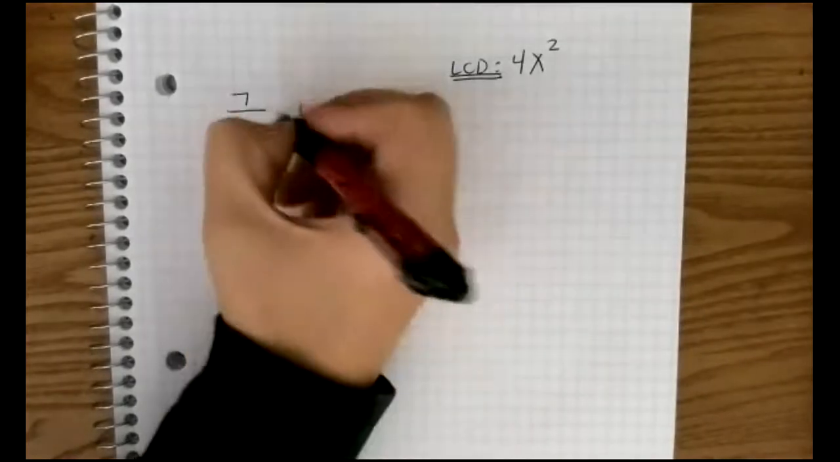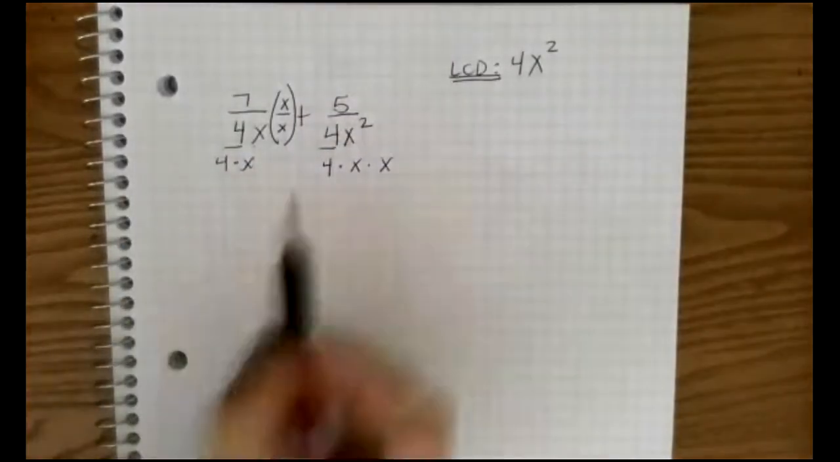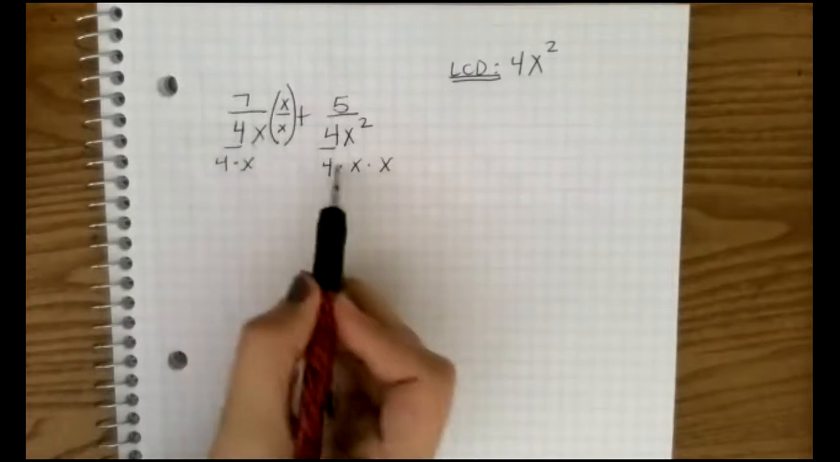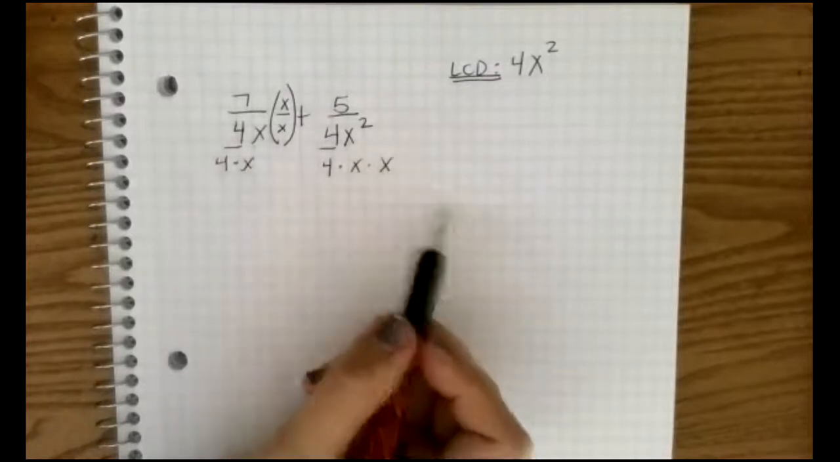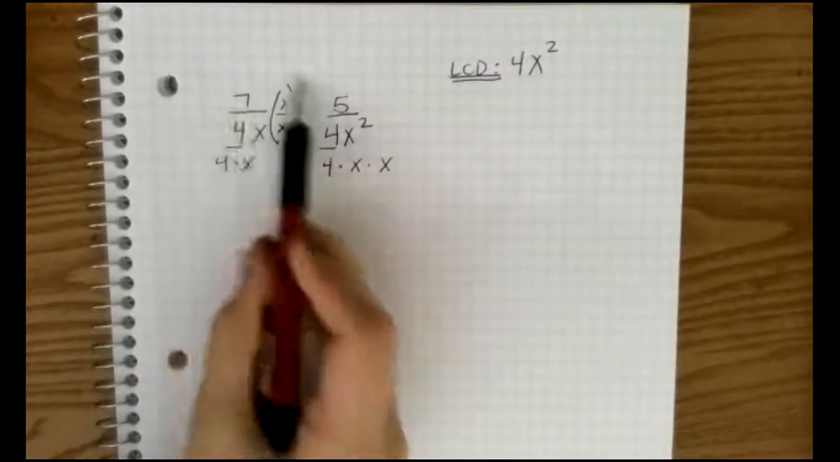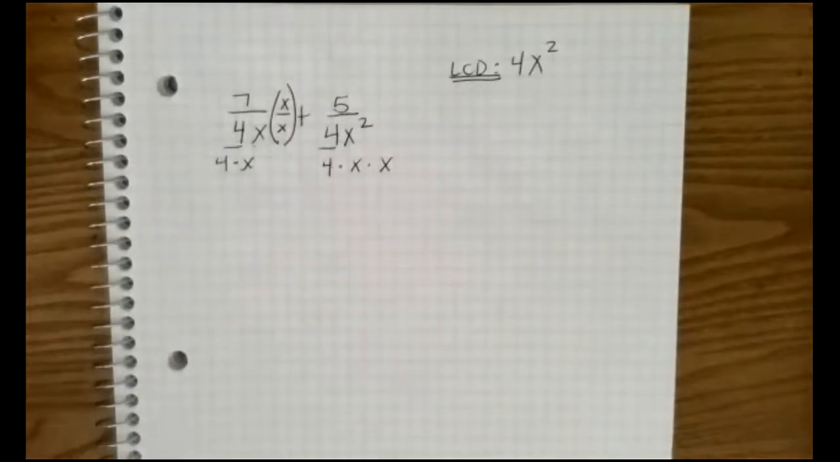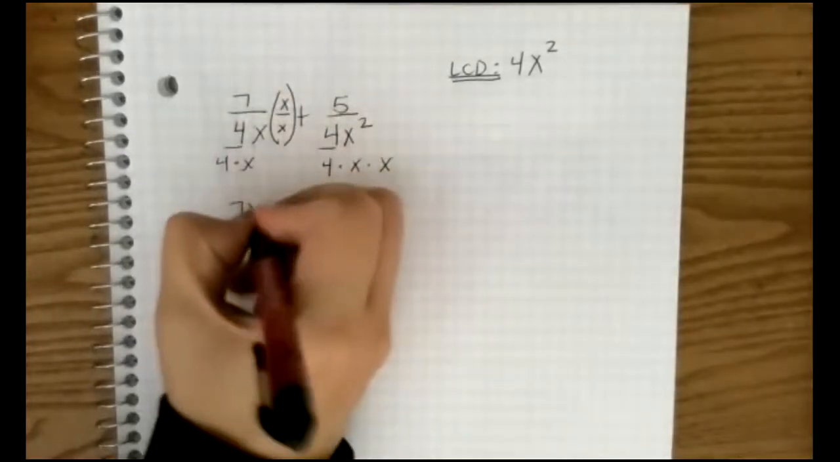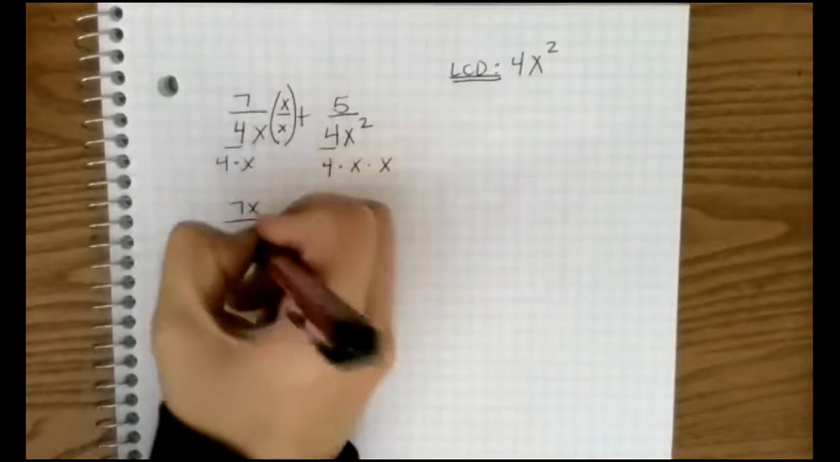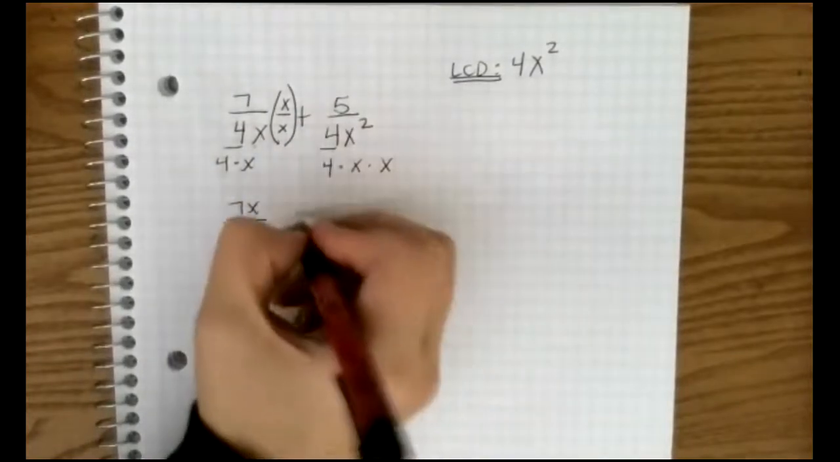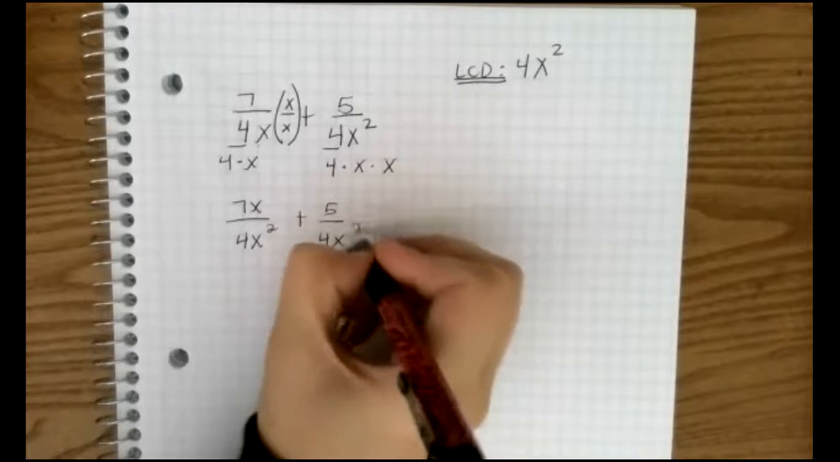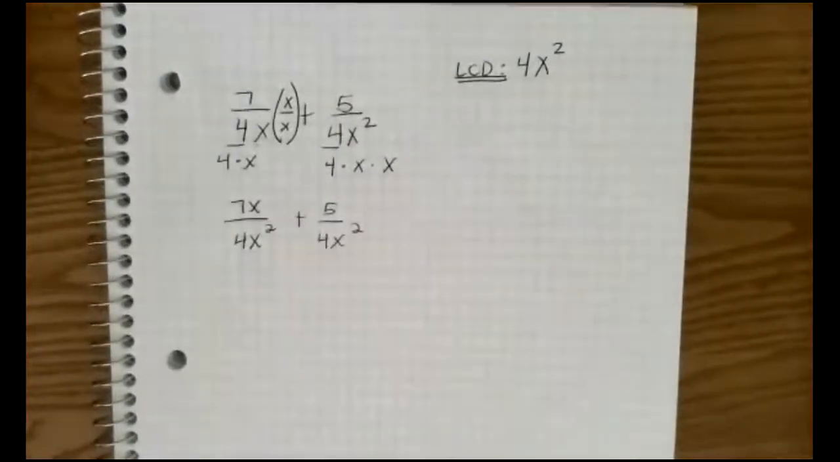So I need to multiply the top and the bottom of the first fraction by x. Now what that does is it makes this exactly the same as the second fraction. 4 times x times x, 4 times x times x makes it 4x squared, right? It does introduce an x on the top that we didn't have, but that's okay. Because remember, our focus is to get the denominators to be the same. So now we've got 7x over 4x squared plus this fraction didn't change. It stays the same. All right, that second fraction didn't have to change any.